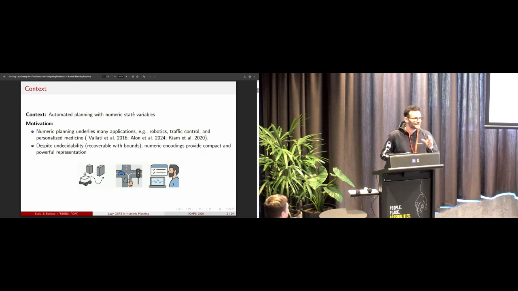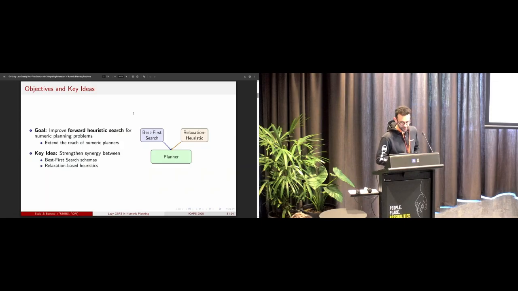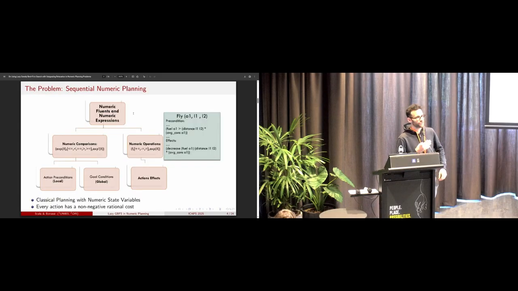Okay, but decidability can be recovered by enforcing bounds on the domain of numeric variables. So, the goal of this paper is to improve forward heuristic search in numeric planning problems. And we do so by strengthening the synergy between best first search and a heuristic that works on a relaxation of the problem. So, intuitively, as I said, numeric planning is as classical planning, but with numeric state variables.